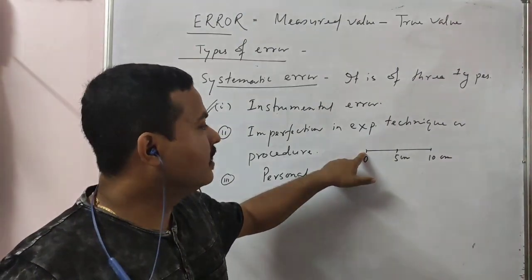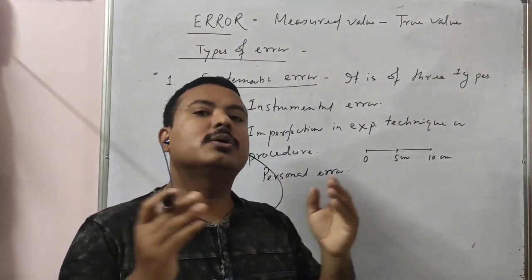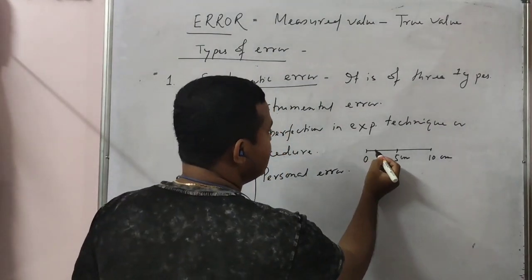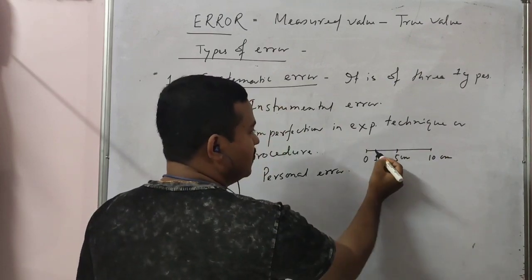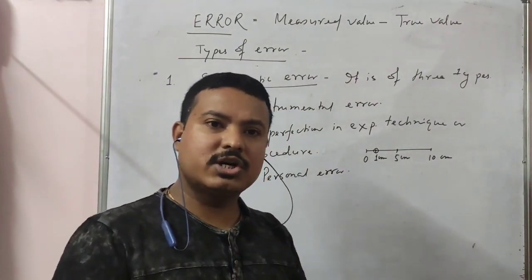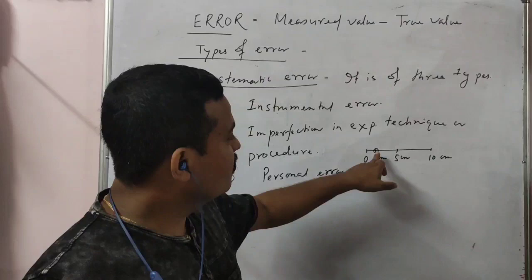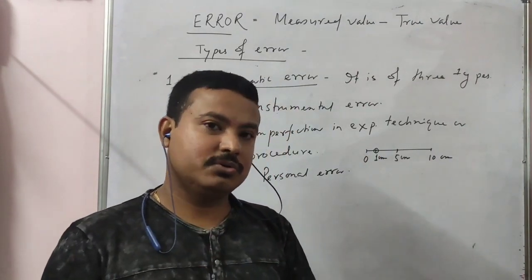So 0 is the ending, 0 is the starting point. But suppose somehow you do not know the procedure or you are not following the procedure. Suppose you are using the starting point as 1 centimeter. So this is the starting point. But what is the correct method? Starting point is 0. But you are using starting point as 1. That means you are taking a wrong procedure.